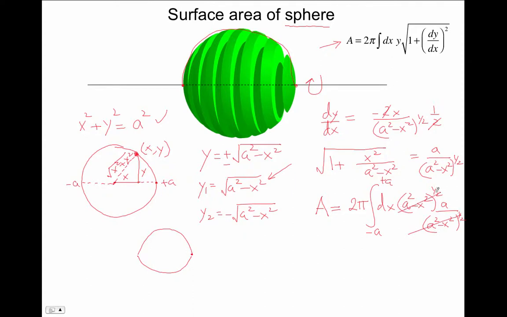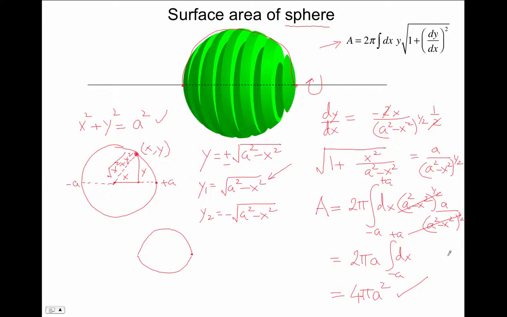This and this cancel. So this is then just 2 pi a, and the integral of x from minus a to plus a, that's equal to 2a. So we get the familiar, well-known result that the surface area of a sphere is 4 pi a squared. And that's the right answer.